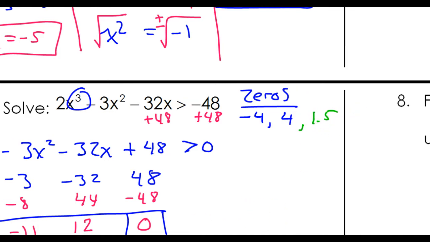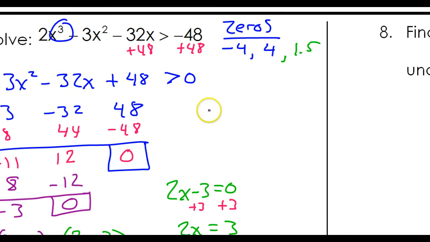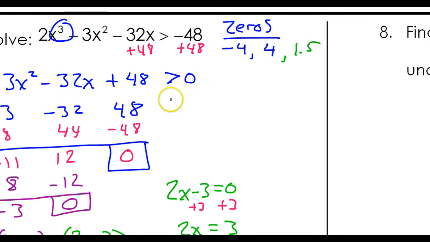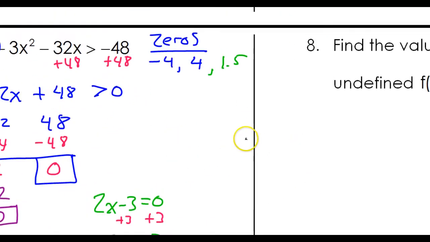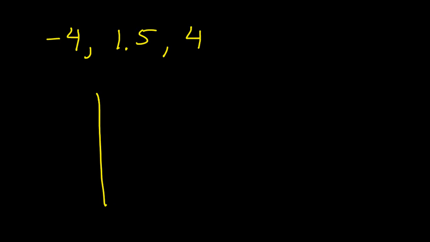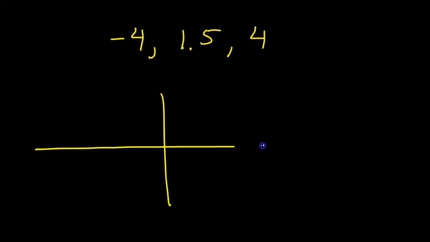What was the point of that, you say? Well, the point of that was now I can make a basic sketch of the situation. I feel like I'm running out of space, so I'm going to do this on the black screen. The black screen is basically my scratch paper. So remember, I had the zeros that were negative 4, 1.5, and positive 4.